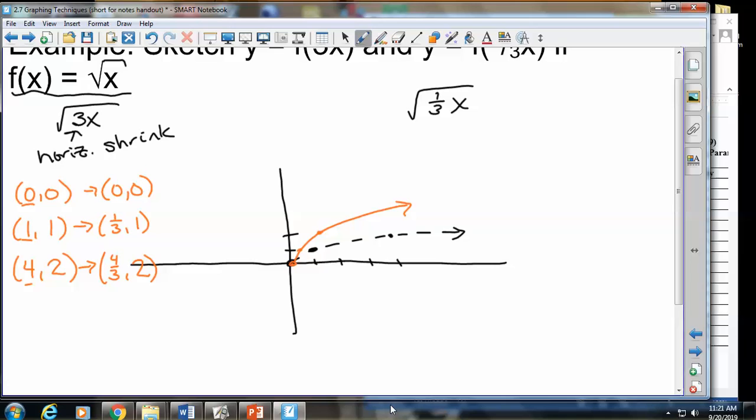So what we see is when we horizontally shrink this, if you take it and mash it in, it's going to make it get taller. Okay, so we just took this and we compressed it this way. So our graph got shorter and taller. Inside, this x does the opposite. We divided our x by 3.